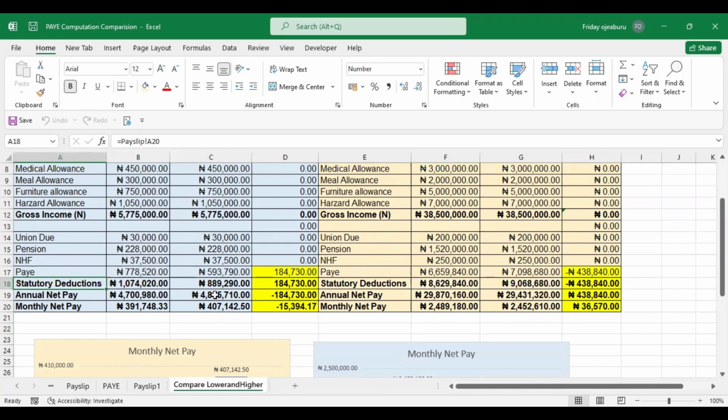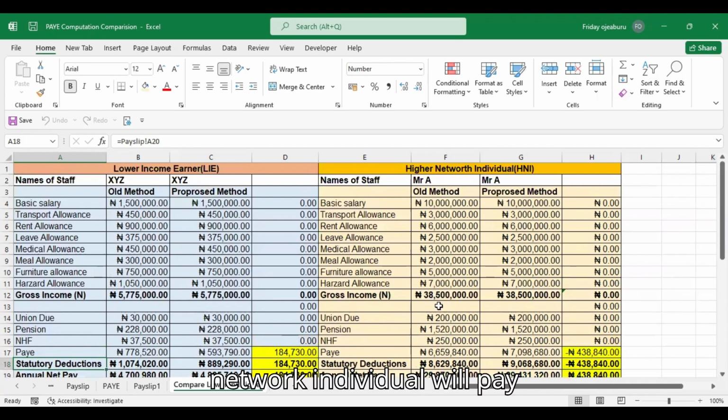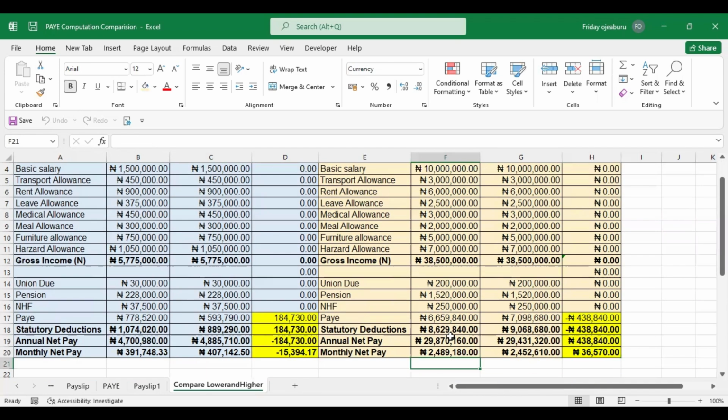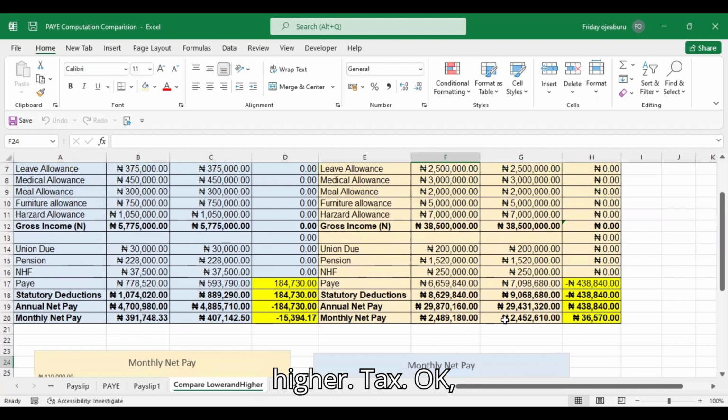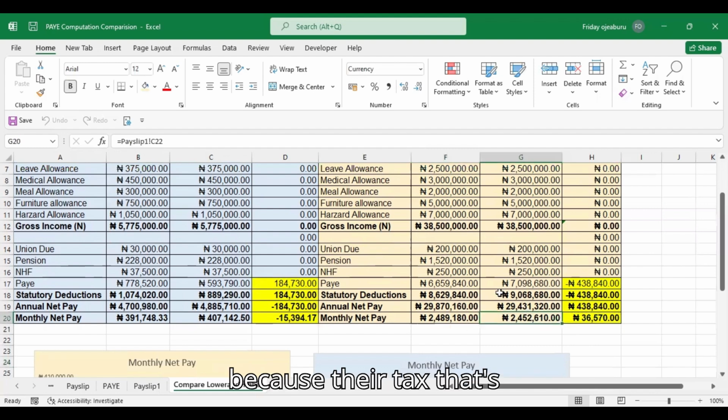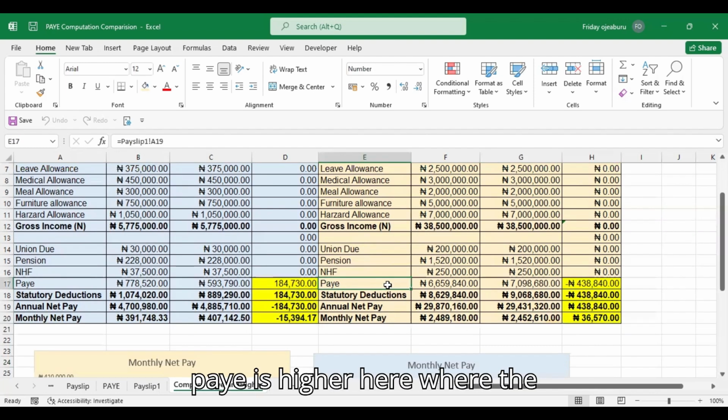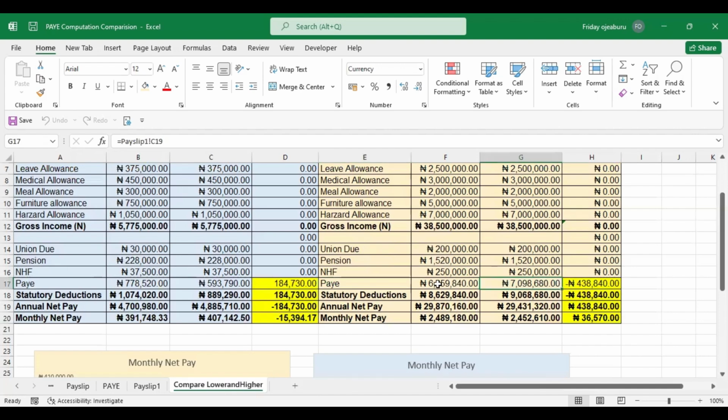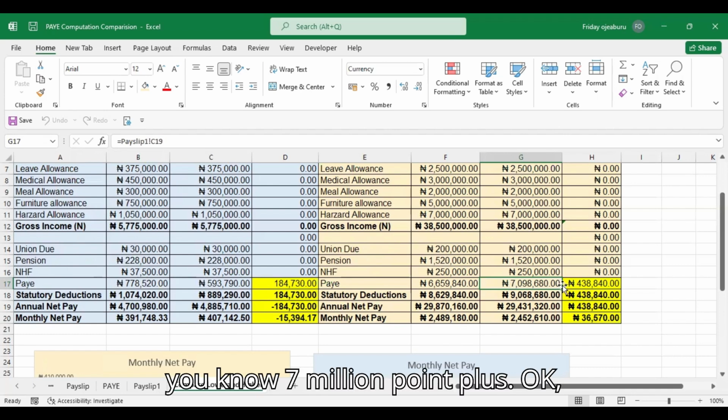Okay, so that is what the proposed law is trying to achieve, where the low income earner will pay less and the higher net worth individual will pay higher tax. Okay, because their tax, their PAYE is higher here. Where in the old method he paid 6.6 million, in the proposed method he's now paying 7 point something million plus. Okay, so from here he's paying higher tax.